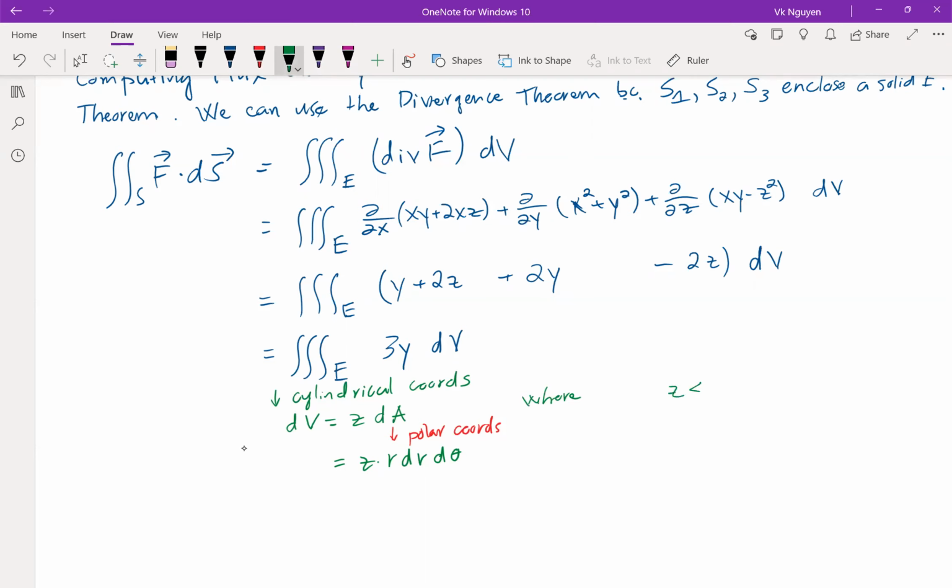Z, the radius r, the angle theta, cylindrical coordinate.